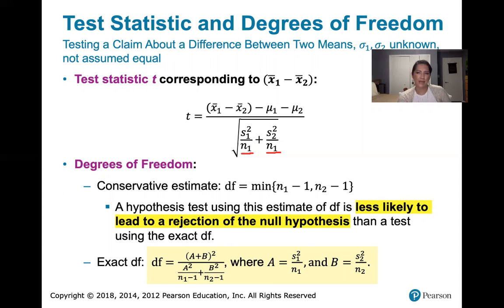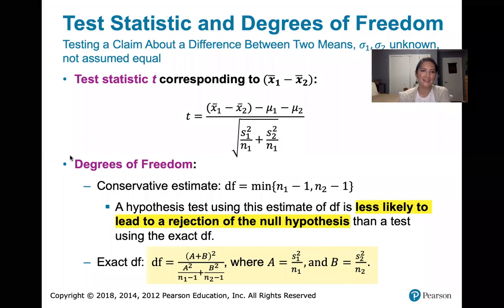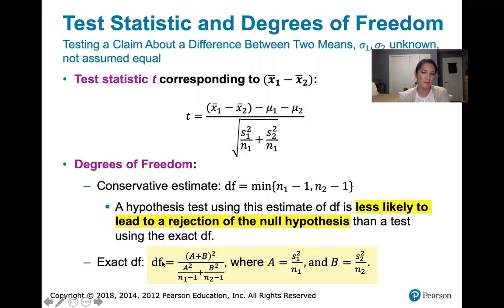If you compute a and b using those formulas, and you use this formula, you can get the exact number of degrees of freedom, which is generally higher than the number of degrees of freedom over here. But that's going to be more precise and more likely to correctly reject the null hypothesis or fail to reject the null hypothesis than it would with this conservative estimate over here.